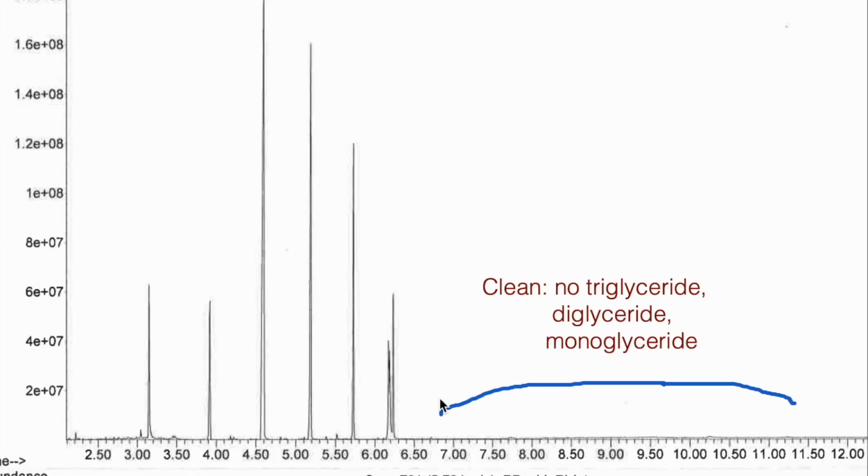So the absence of peaks past the 7-minute retention time means that it does not have a lot of coconut oil residue: triglycerides, diglycerides, monoglycerides. Also, there's not any of the contamination that we've been seeing in the hexane for some of our samples.